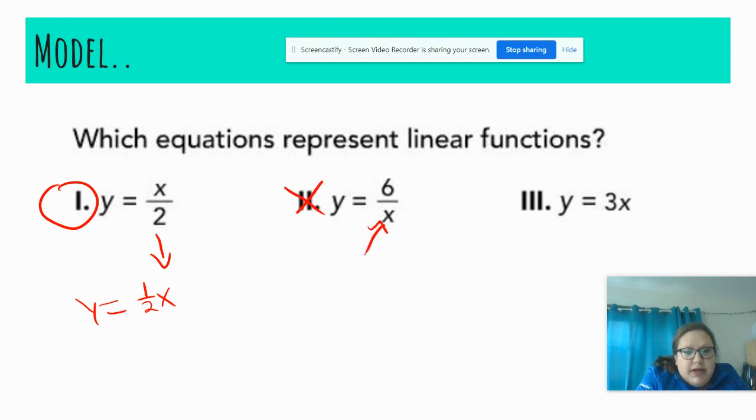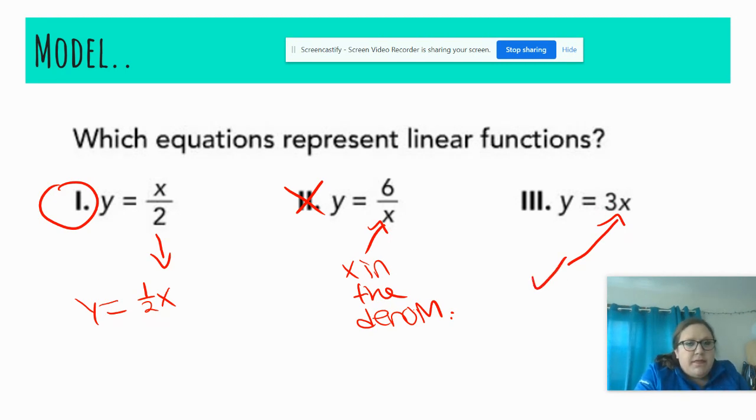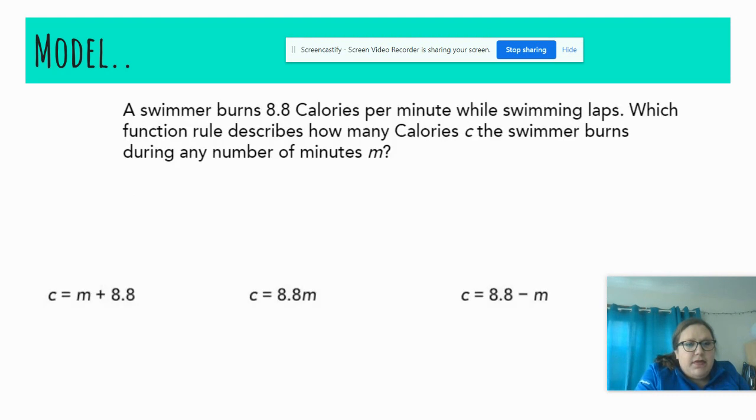This is not linear because we have an x in the denominator. Again, exponents and x's in the denominator will never be linear. Y equals 3x would be yes, because we have a constant rate of change of 3. All right, let's keep going.